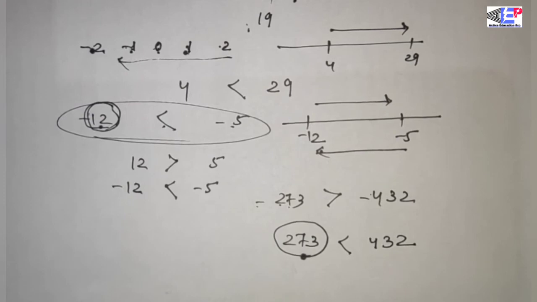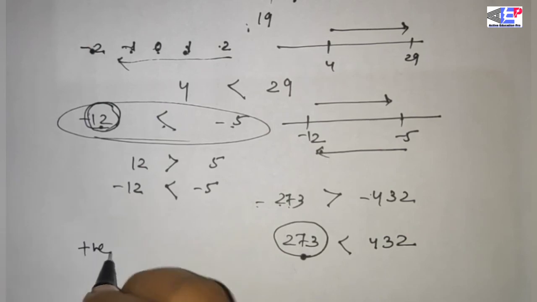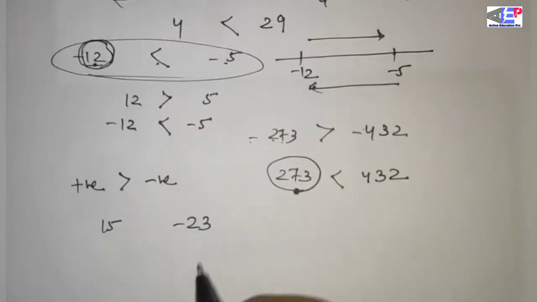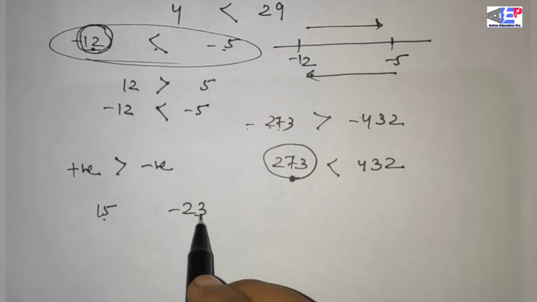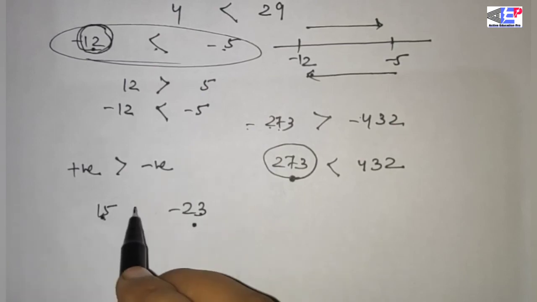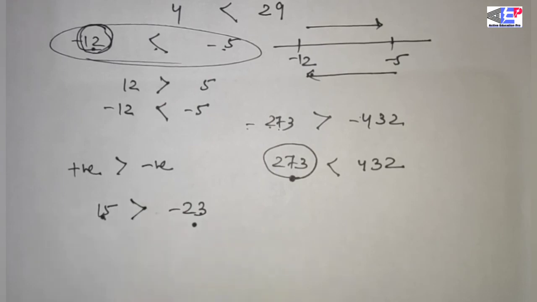It is very simple. A positive number is always greater than a negative number. So suppose this is 15 and this is minus 23, whatever the numerical value may be. Look here, 15 and minus 23. 15 is a positive integer and minus 23 is a negative integer. Just put a greater symbol for 15. 15 is greater than minus 23.